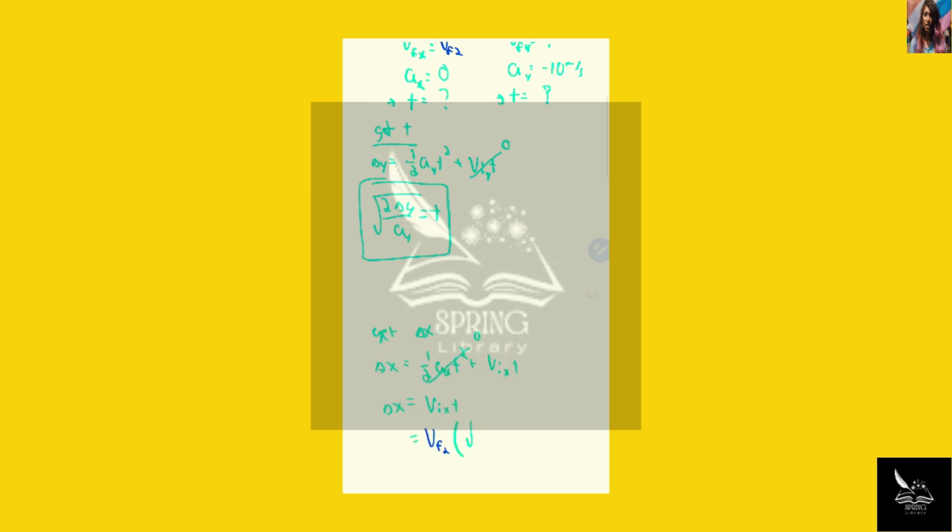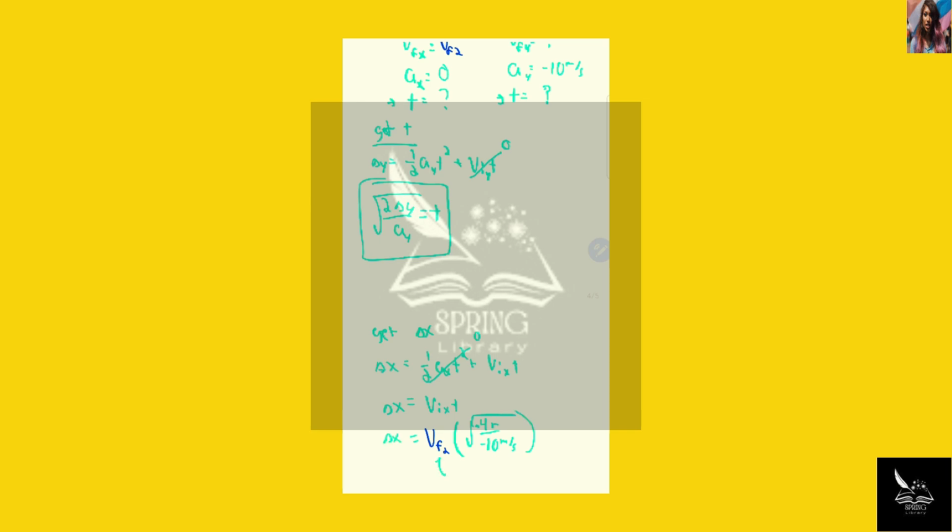And that's the square root of 2 times delta y. Delta y, we know, is 2r. So altogether, that becomes the square root of 4 times the radius divided by acceleration, which is negative 10 meters per second squared. Okay. Oh, and negative. Good. That's time. And we're almost done.